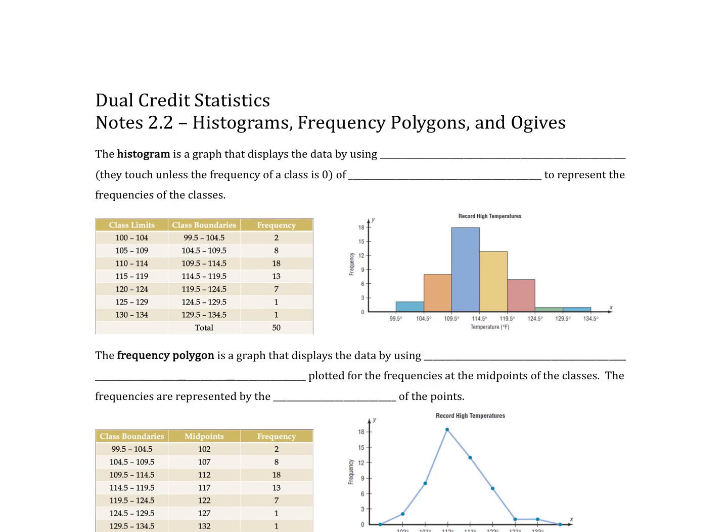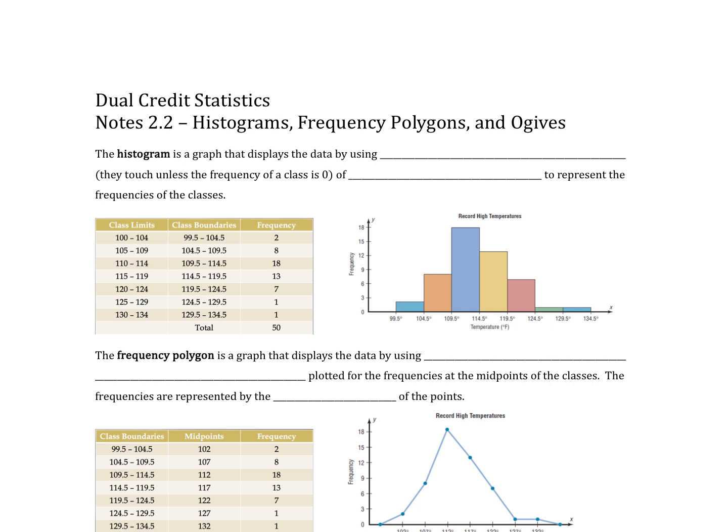All right, so the main idea in notes for 2.2 and 2.3 is the different types of graphs that are used in statistics. And so you have to be able to know what they are and how to make them, like what the differences are, okay? So we have histograms. Hopefully that one's one that you recognize.